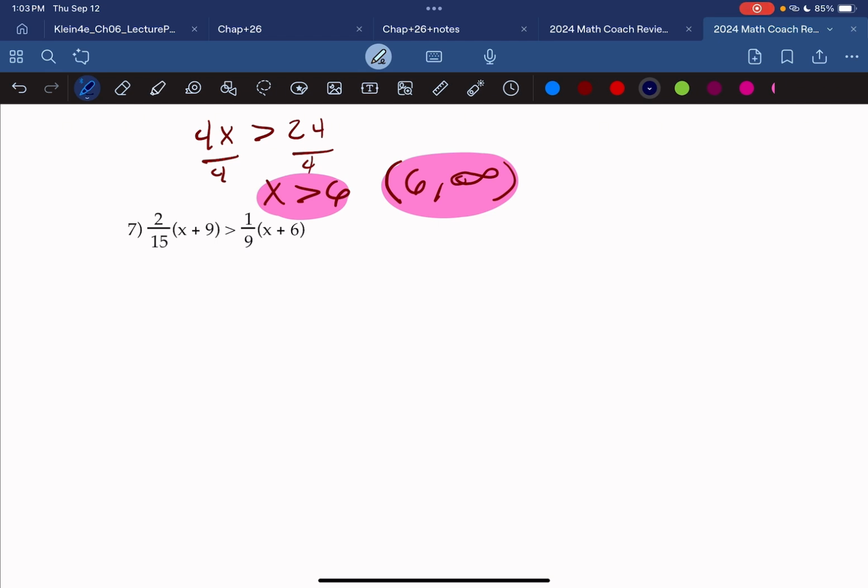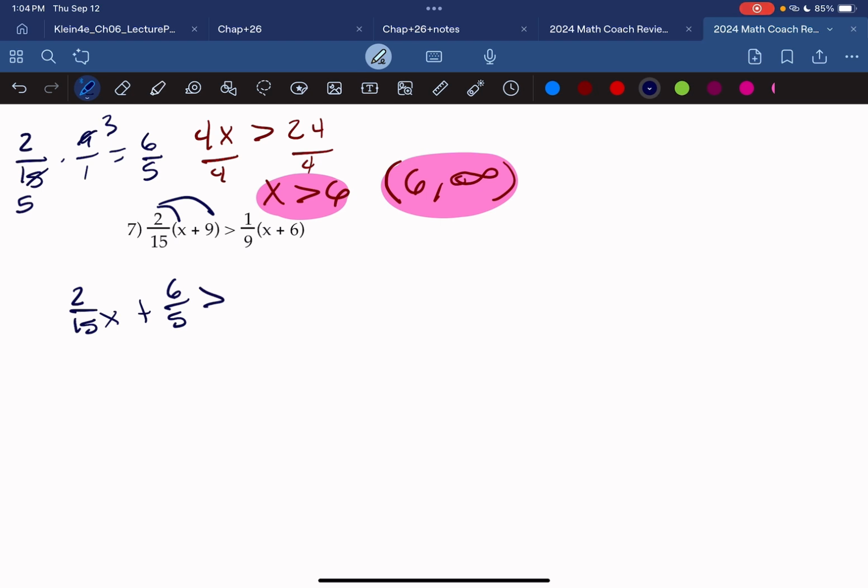Okay, so let's distribute this into each of them. So 2 over 15 times x is 2/15x plus, let's do this off to the side, 2 over 15 times 9. Can we simplify this before multiplying? Yes, we can. We can simplify it by dividing by 3. 9 divided by 3 is 3. 15 divided by 3 is 5. 2 times 3 is 6 over 5.